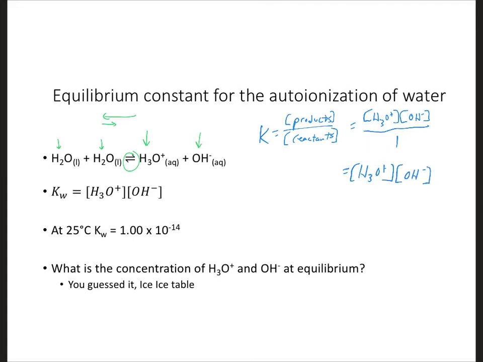This is a very specific equilibrium constant. It's the K of water, so we're just going to call that Kw. This is the same thing that is written over here in the text for you. At 25 degrees Celsius, Kw has been determined to be 1.00 times 10 to the minus 14, and this is temperature specific for this equilibrium constant. In order to determine the concentration of H3O plus and OH minus at equilibrium, we can use an ICE table to figure that out.